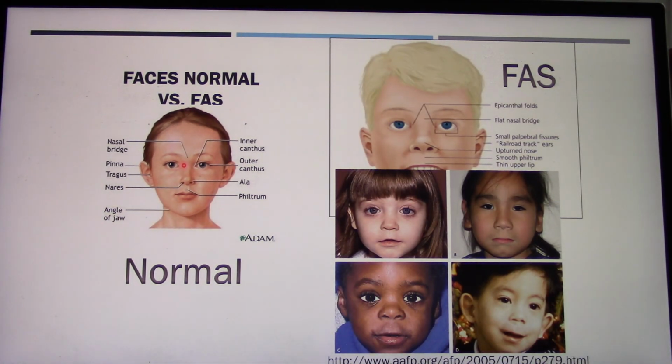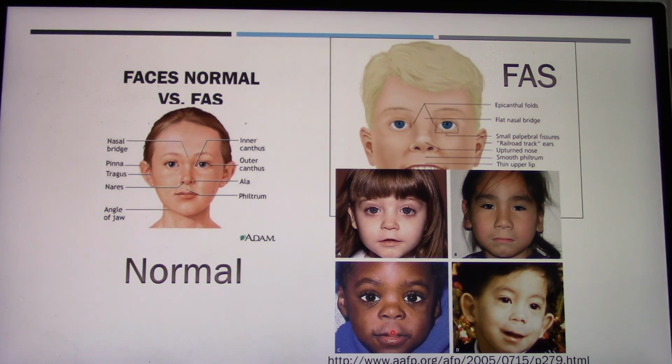When you have fetal alcohol syndrome, you've got a different phenotype. You have the absence of that philtrum, for example. You have a flat nasal bridge instead of one that's open. You have epicanthal folds instead of canthal folds. So those are some of the hallmarks, and you can see that these faces look a little bit different.